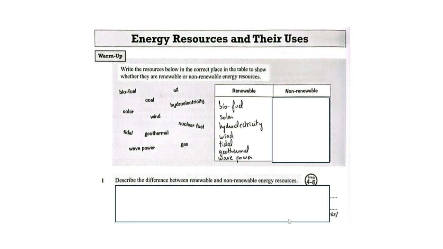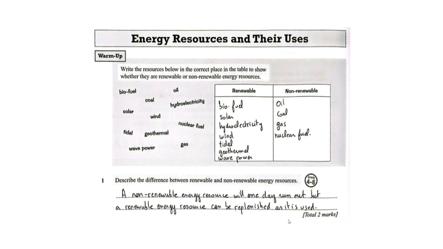Non-renewable are going to run out. They were produced less fast than they are being used up. So oil, coal, gas, and nuclear fuel, we have a limited supply on the planet, okay, and we won't be able to renew them. Describe the difference between renewable and non-renewable energy resources. A non-renewable energy resource will one day run out, but a renewable energy resource can be replenished as it is used.